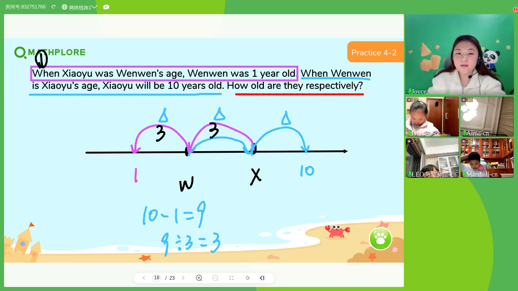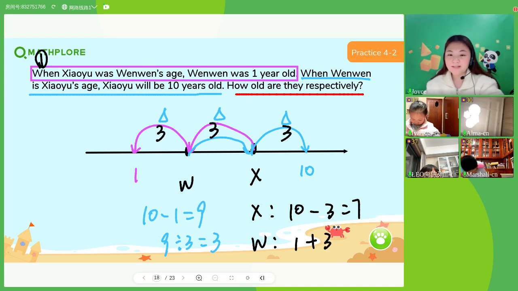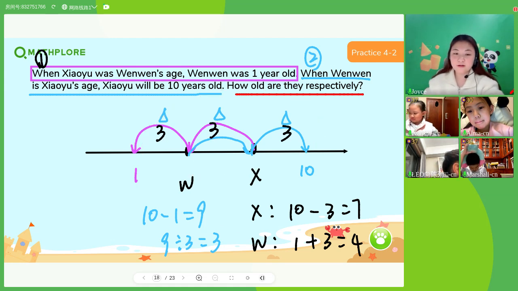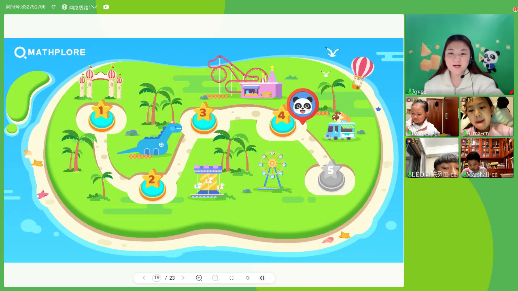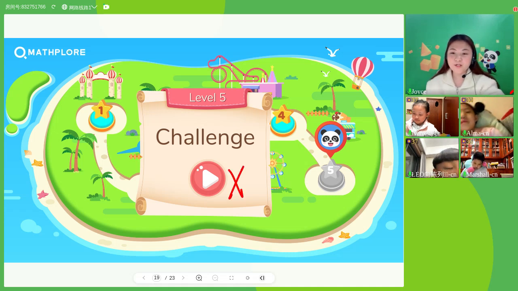So when we know every part equals 3, you can see their ages respectively. Xiaoyu's age equals 10 minus 3. Wenwen's age, you can use Xiaoyu's age minus 3 or the age 1 plus 3, right? Both ways are right, just choose what you like. Do you guys have any more questions here? No, just remember how we draw the models clearly and then figure out the value of every segment. Okay, let's move on to the last part. We're done with the 8 word problems. The last part is all about the multiplication sentences.